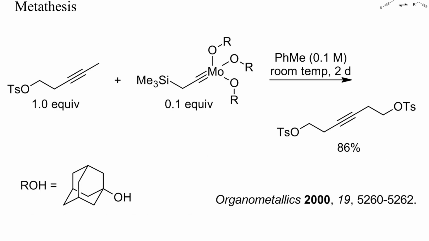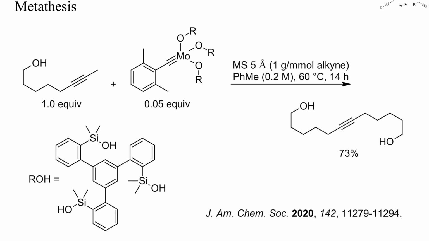This here is a typical example. With 10% of a bulky molybdenum-carbene complex in toluene, a methyl alkyne was transformed into a symmetric internal alkyne and the volatile 2-butyne. The primary tosylate remained unchanged. Some newer catalysts are even compatible with unprotected hydroxy groups. Here, octynol underwent metathesis with only 5% of a molybdenum-carbene complex.